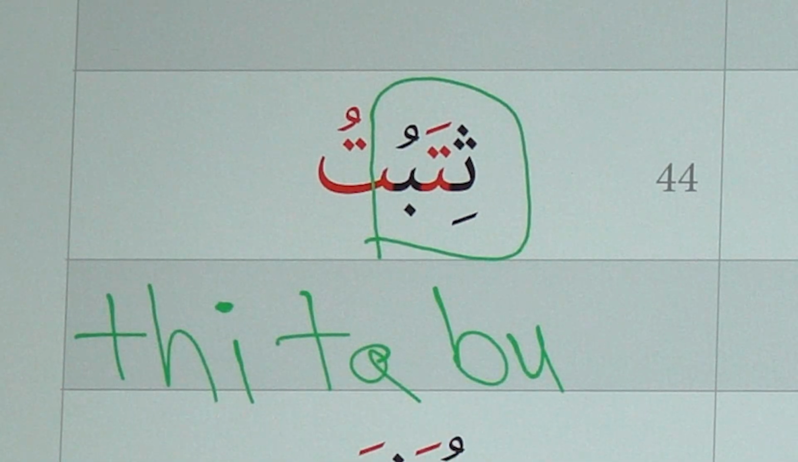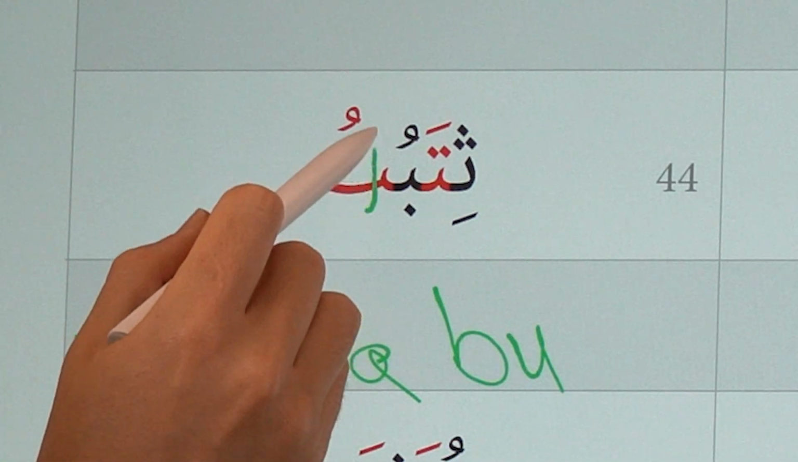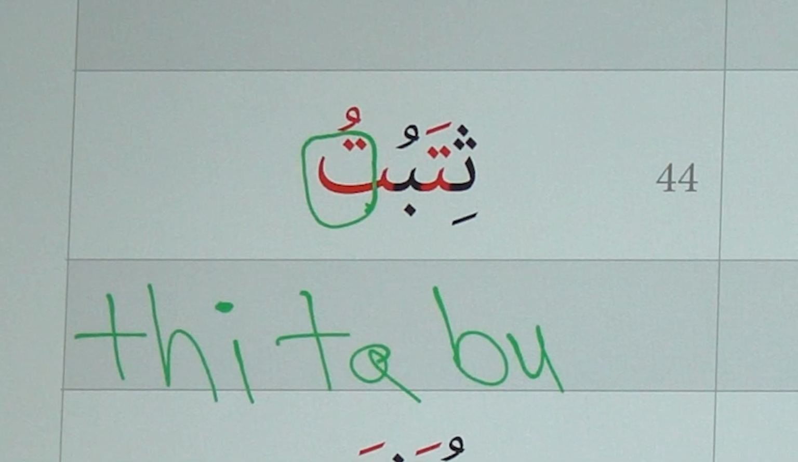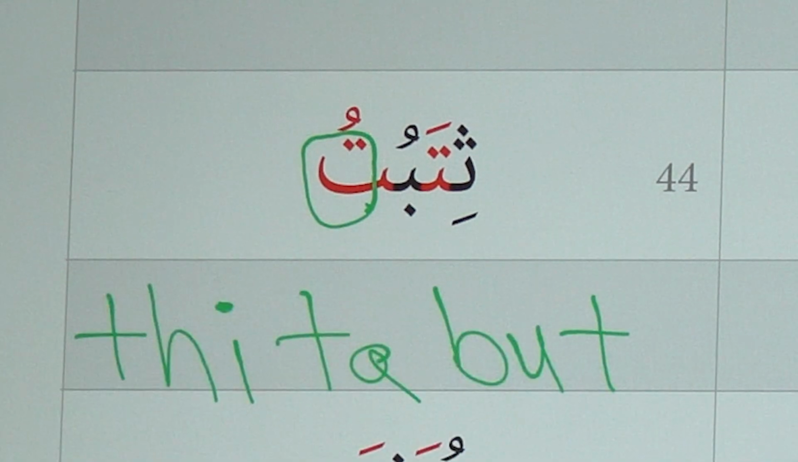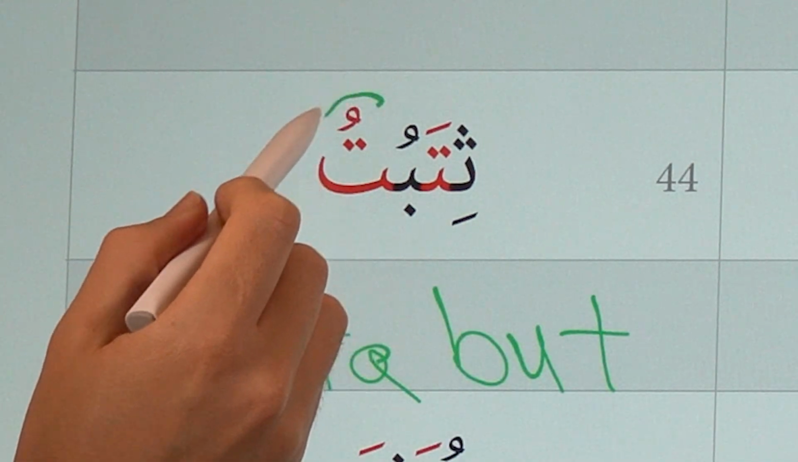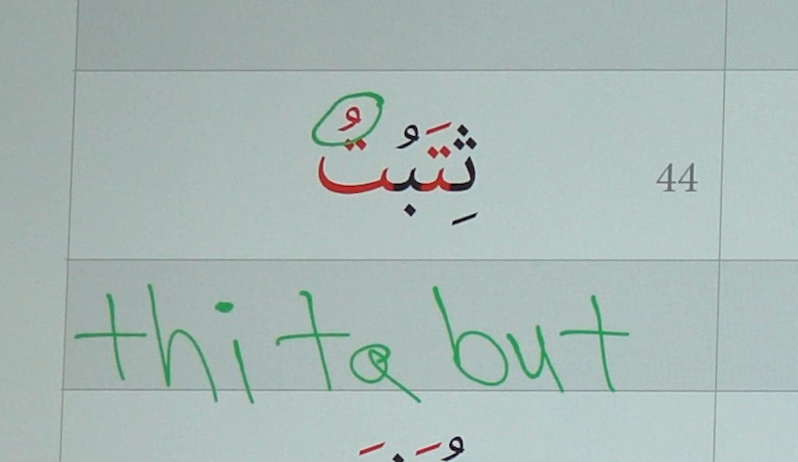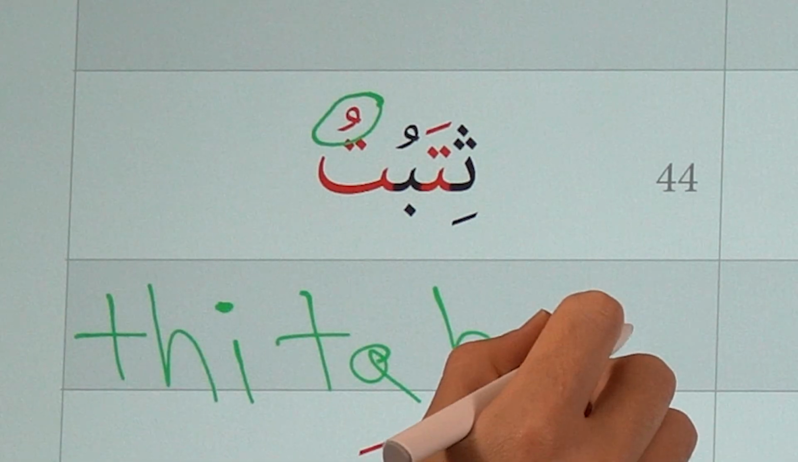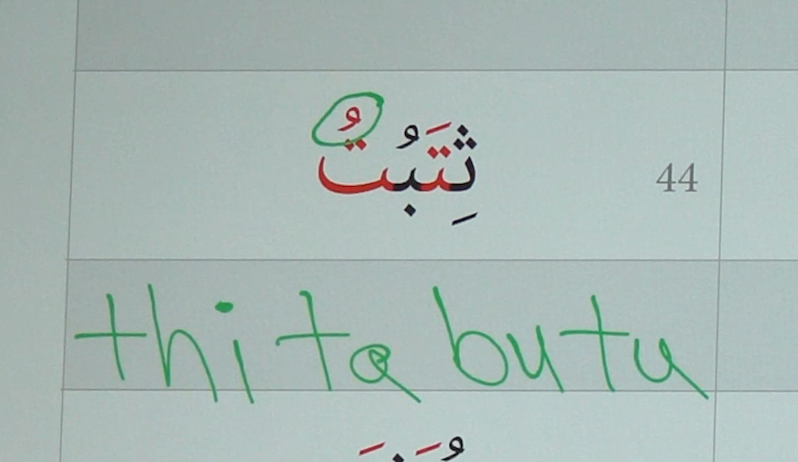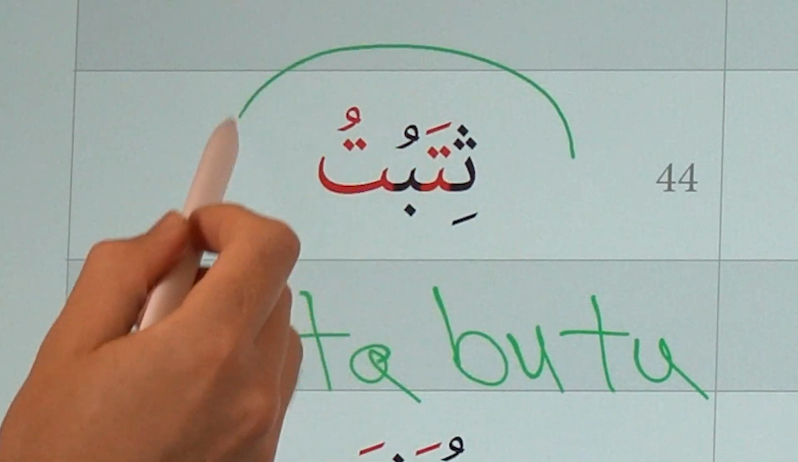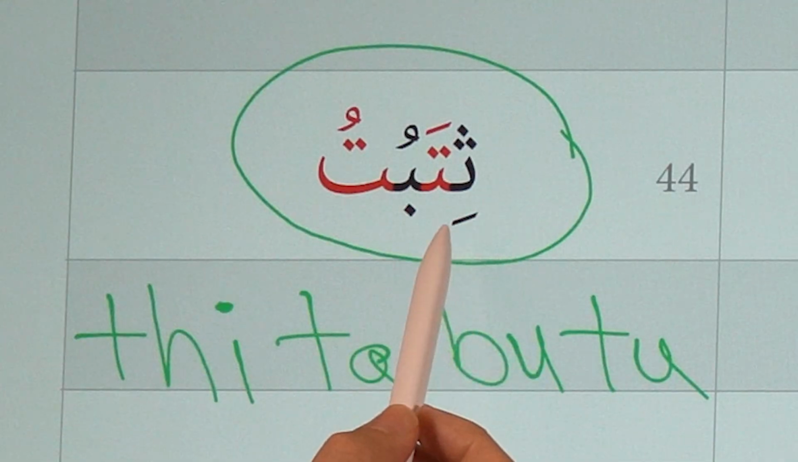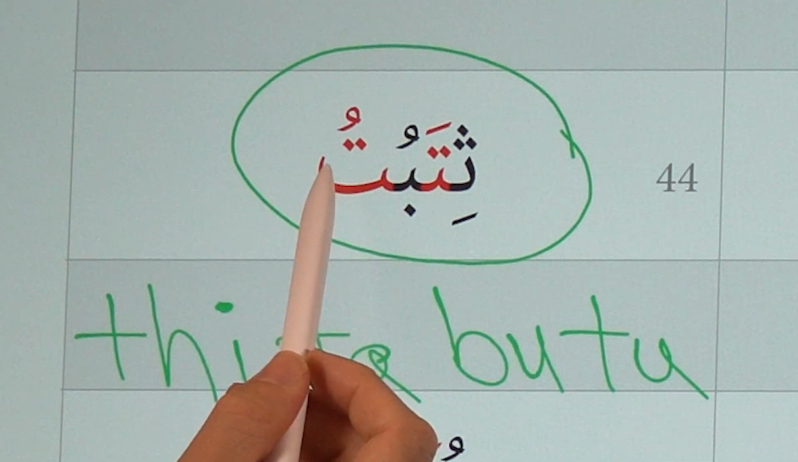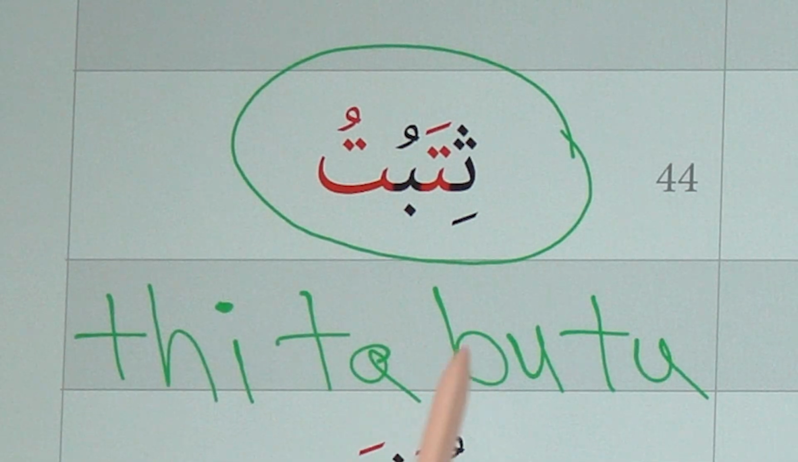And then finally at the end, we need to identify the letter. Which letter has two dots above? That is the letter ta. So we're going to write a T for the letter ta. And then we're going to identify this haraka, which is a loop, the dhamma, which is represented by the English U. So now finally, if we read this whole combination of letters and harakat together, it is thi, ta, bu, tu.